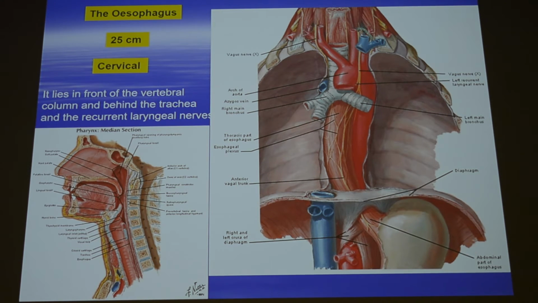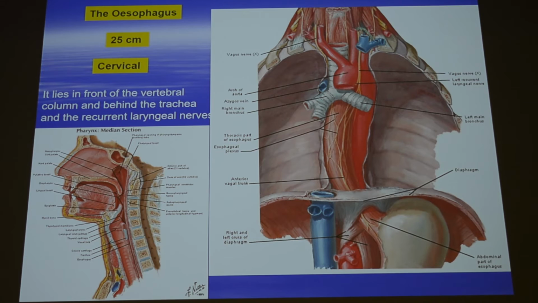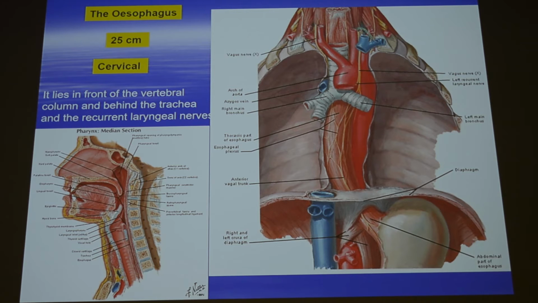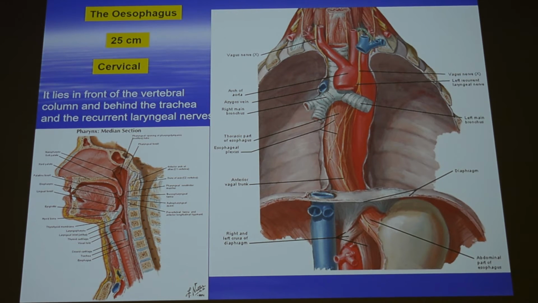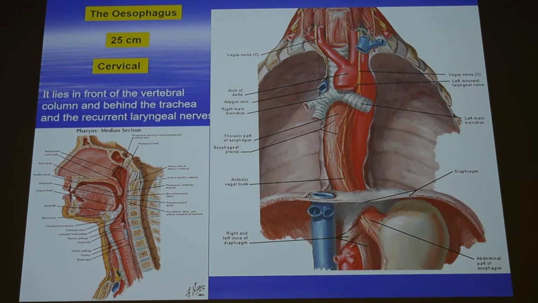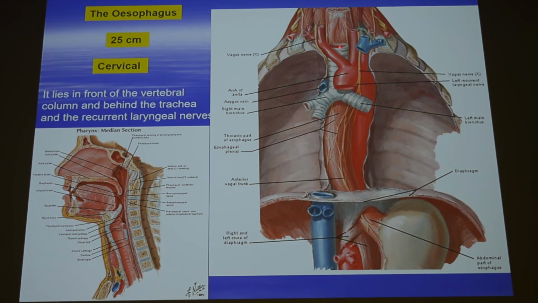And when you read about it in the textbook, it says it runs in the mediastinum. What do we mean by mediastinum? Mediastinum is everything in the thoracic cavity minus the 2 lungs. Okay, so if we remove the lungs, everything in between is called the mediastinum. Okay, so the esophagus will be running behind the trachea.